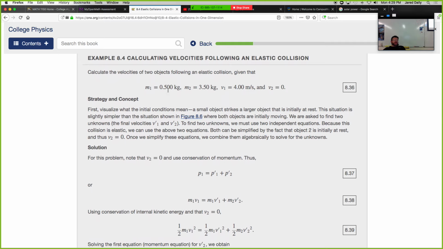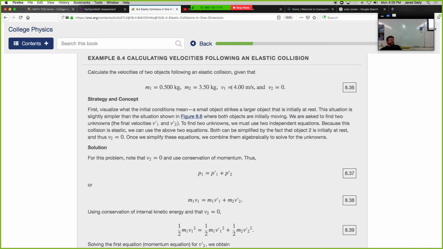So here's an elastic collision. We have mass 1, mass 2, and we have the initial velocity of 1 and the initial velocity of 2. So the first one is moving, the second one is not to start. The smaller one, which is the 0.5 one, is moving. The second one, the bigger one, is not moving. The smaller one is going to hit the bigger one, and we want to see what happens.